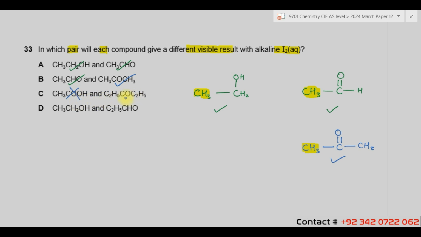And we have this one. Let's see what is this. Looks like a ketone. So we have CH3CH2C double bond OCH2CH3. So we have ethyl group. No methyl group is directly bonded, so it will not give positive result.